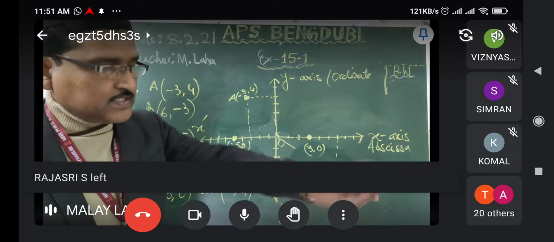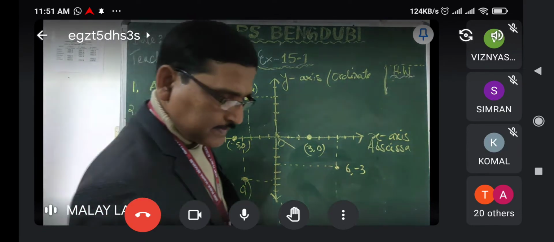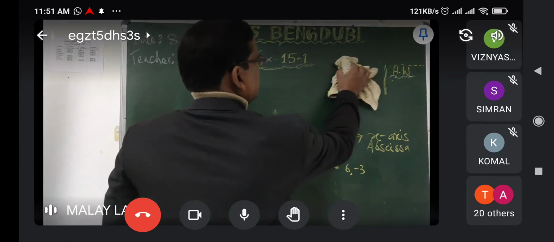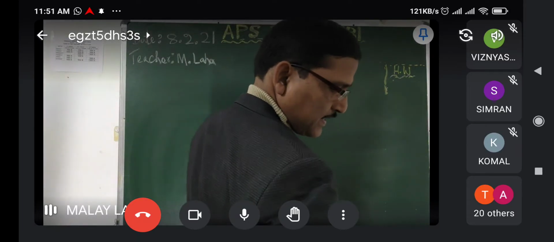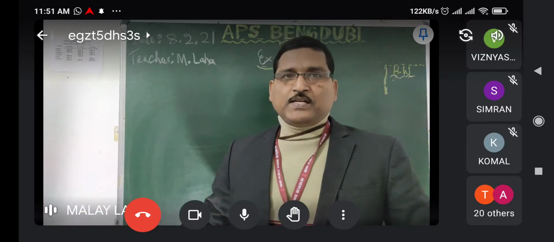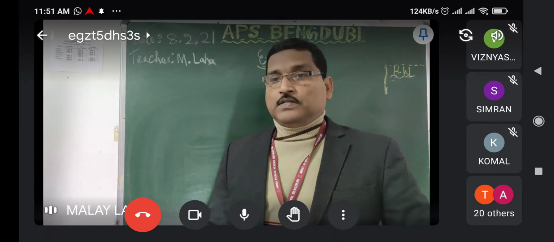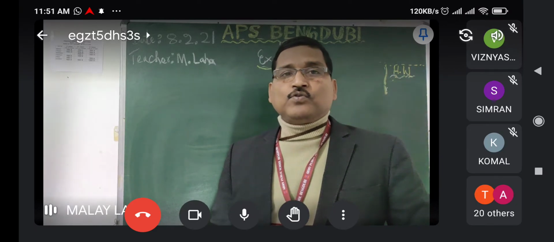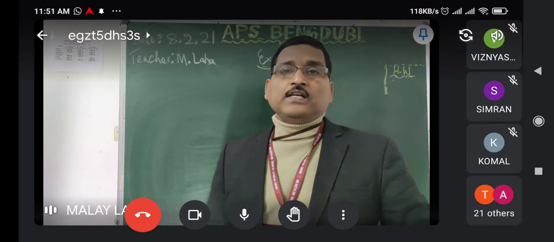Now I am coming to Exercise 15.1. In class 5 onward, you have drawn different types of bar graphs: bar graph, double bar graph, pictograph, pictorial representation. Then in class 8, in data handling, you came to know about the histogram also. Now here we have to learn the line graph.